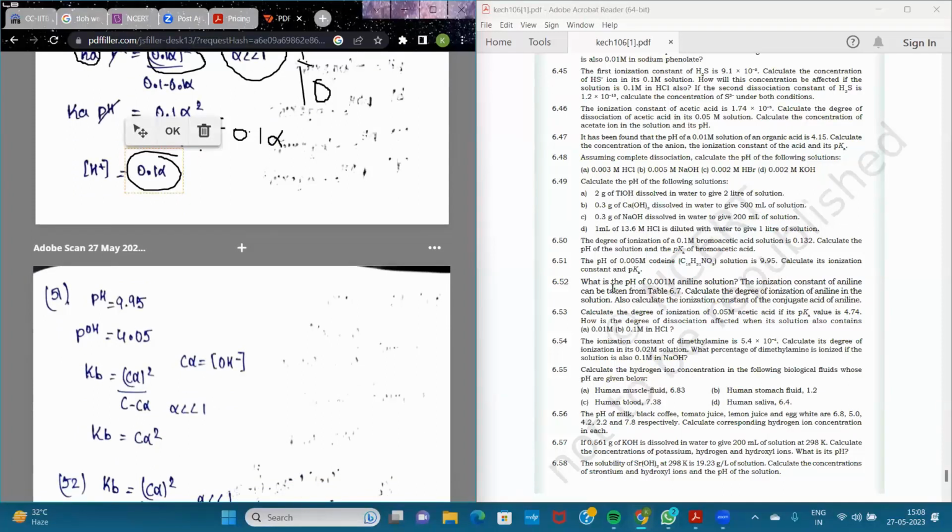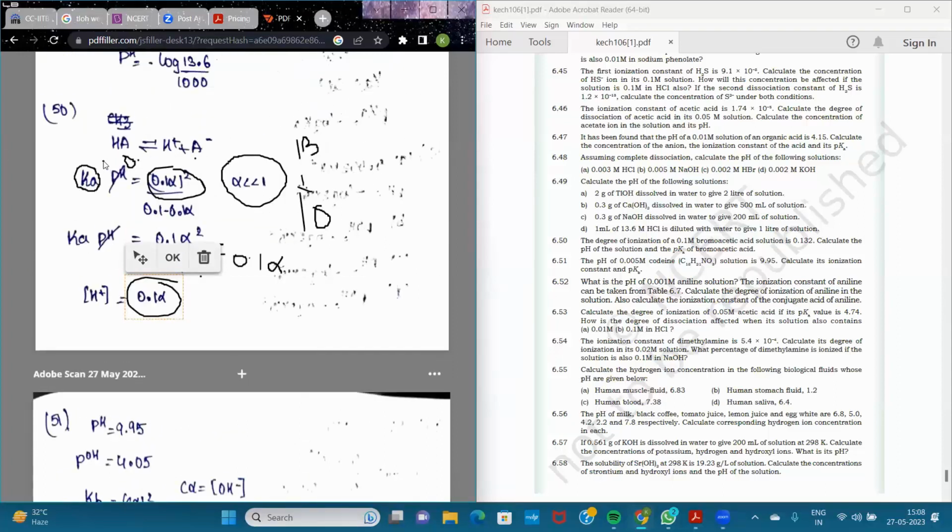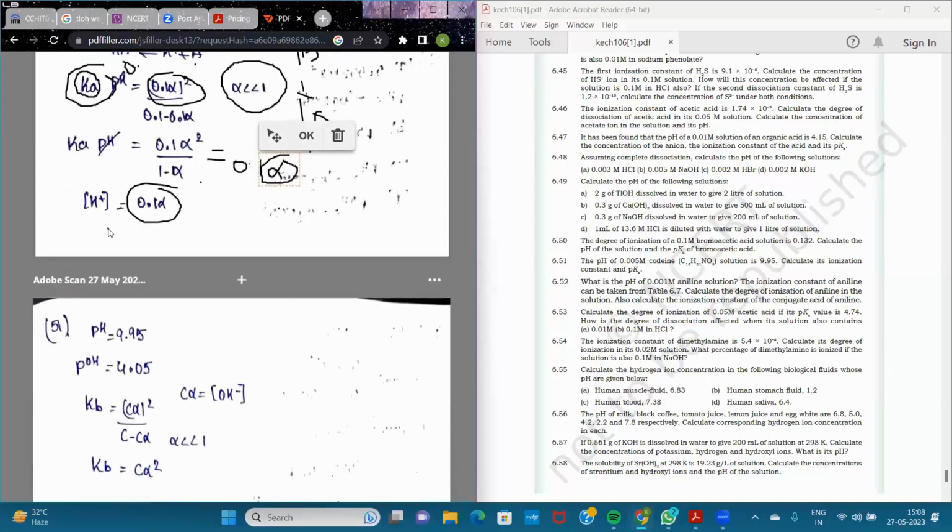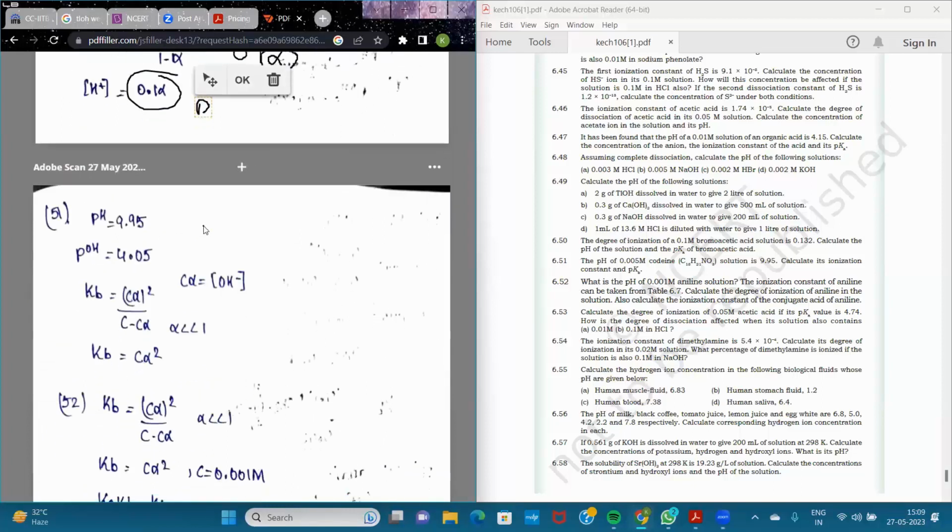But they ask the pH of solution as well as pKa also. Here we need to find Ka value. As they gave the value of alpha, we need to find Ka value, and from Ka value, we'll obtain the pKa as minus log Ka.